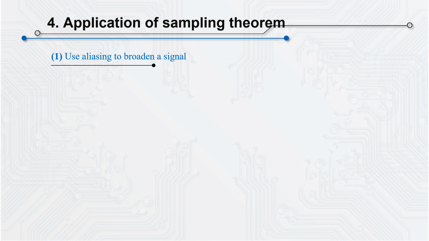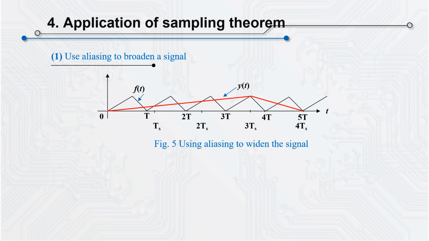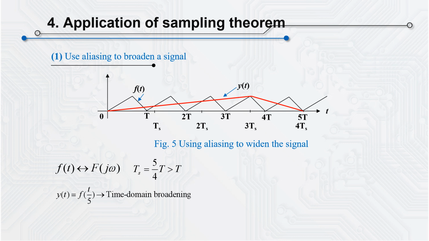In engineering, we can also use aliasing to broaden a signal. For example, this is a sawtooth wave, and its frequency is relatively large. If its period is T and the sawtooth wave is sampled, the sampling interval Ts is equal to 5/4 T. Obviously, it is larger than the original signal period. Therefore, its sampling frequency is relatively low. When we use such a sampling interval to recover a signal, we can find that the recovered signal y(t) is equal to f(t)/5.